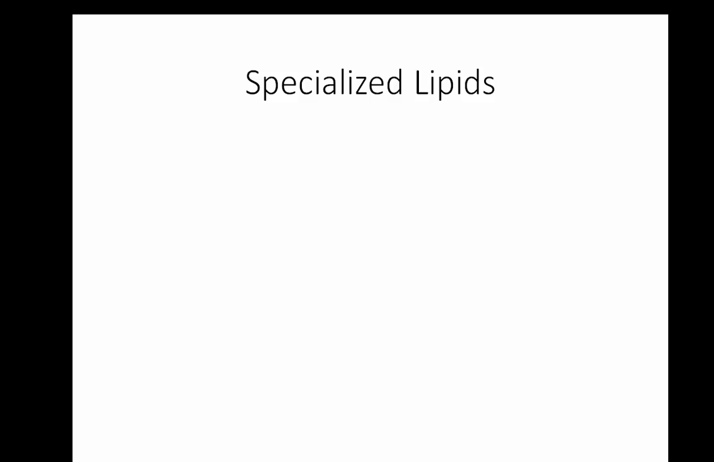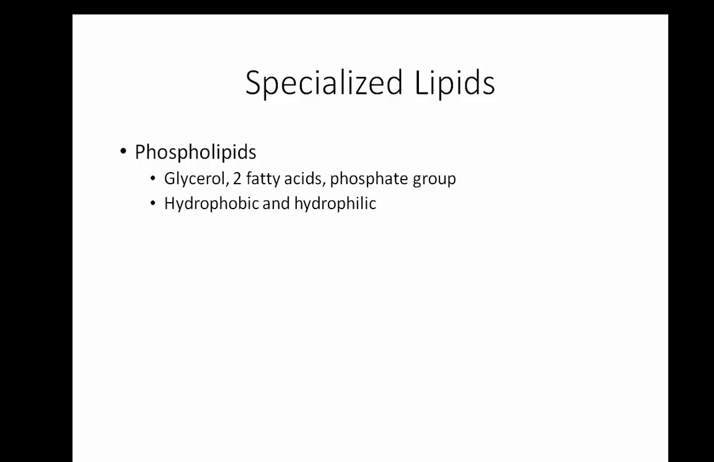There are some specialized lipids we need to talk about. Phospholipids are glycerol and two fatty acids, but one of the fatty acids is taken off and a phosphate group is added. This means that the glycerol fatty acid end is hydrophobic. It doesn't like water. It moves away from water. But the phosphate group is hydrophilic. It will be attracted to water. This makes it settle up in a way, when you put it in water, that makes it very good for making up cell membranes. So phospholipids are a major component of cell membranes.